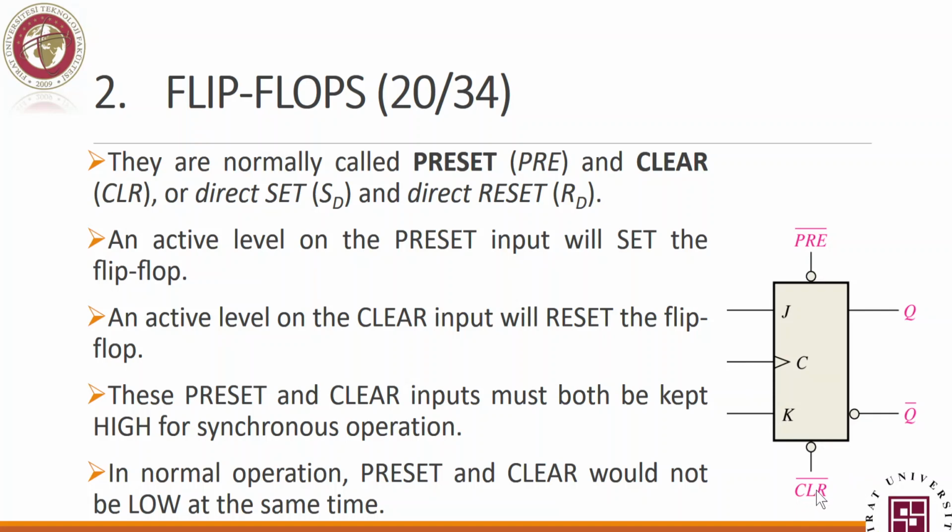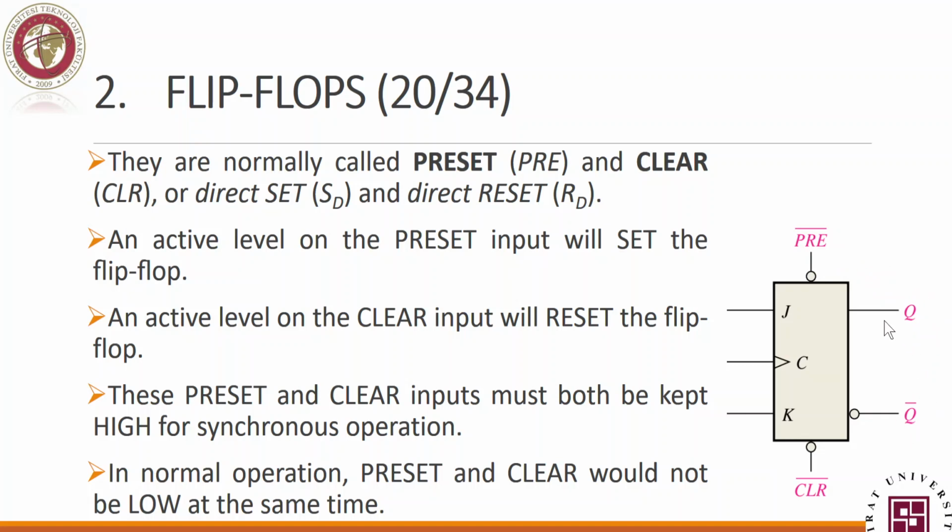So this is clear, CLR, active low, that means CLR bar, and PRE, that means preset or direct set. Sometimes we refer to clear by direct reset, RD. So don't be surprised. I'm sorry, clear is direct reset. And for PRE, that means preset, it's direct set, SD. So don't be surprised if you find SD, that means it's direct set, or preset, it means the same. That means it sets the output Q to high.